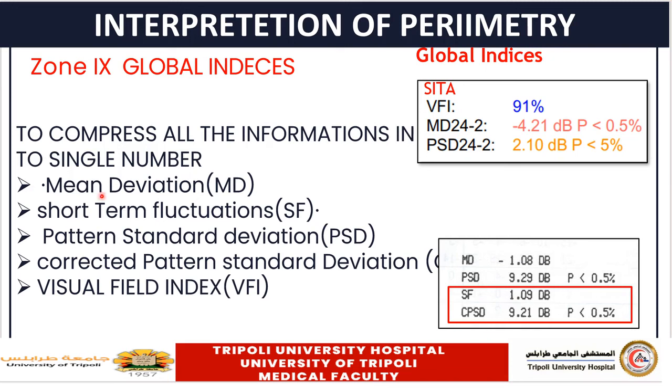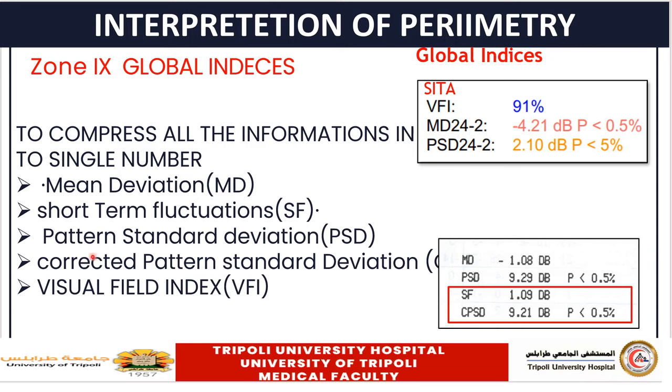If you find an increase in the minus value, it indicates an increase in the generalized depression. Short-term fluctuation refers to the inter-test variability. That is, when you do the test, the same machine will repeat the test within the same session 2 to 3 times and find out the response of the patient. If it is within 1 or 2 or up to 3 decibel variables, it is accepted. But if it is beyond those values, it is regarded as unreliable.